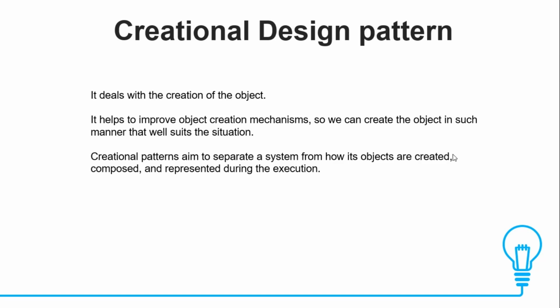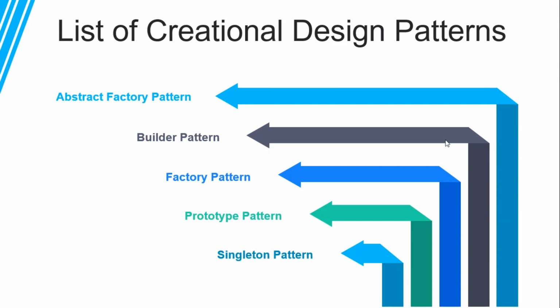It helps to improve the object creation mechanism, so we can create the object in such a manner that is well suitable for the current situation. Based on the situation, we need to decide what is the best way to create the object in the particular situation. Creational patterns aim to separate a system from how its objects are created, composed and represented during the execution. You can remember the creational design pattern in a single phrase: it is about the creation of the object. Okay, so let's see the types of the creational design pattern. There are a total of 5 types of creational design pattern which are very popular.